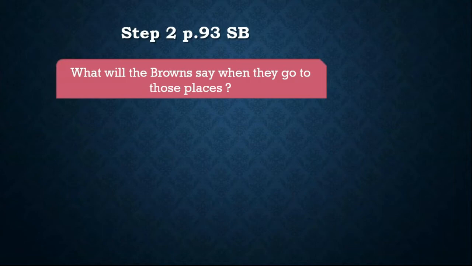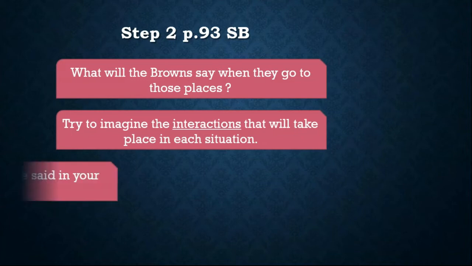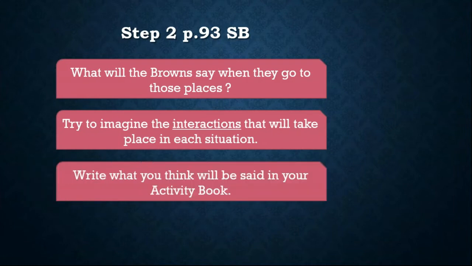So, what will the members of the Brown family say when they go to these places? I mean, to the train station, to the bank, to the clothes shop, and to the post office. So we're going to imagine the interactions or the conversations that will take place in each situation. At this stage, we are at the beginning of the module. I don't ask you to write the whole conversation, but I want you to write what you think everyone will say. Just give me short sentences, all right?